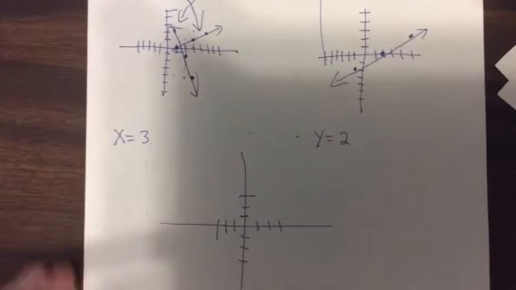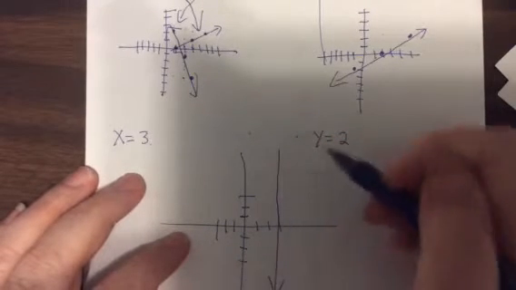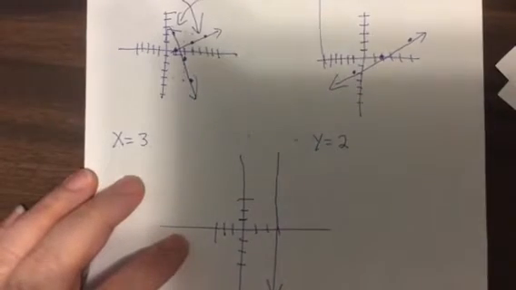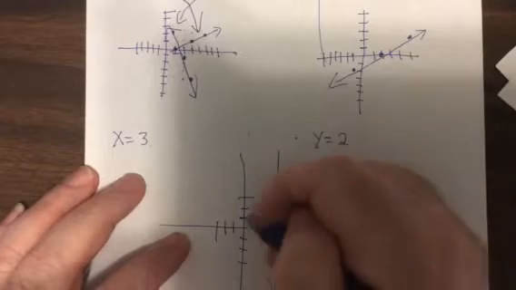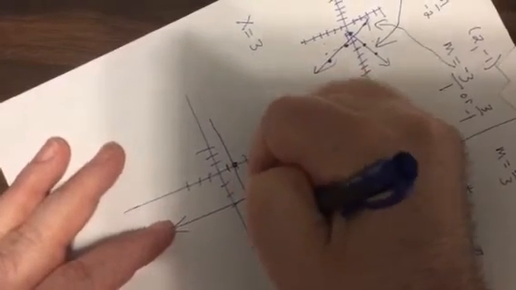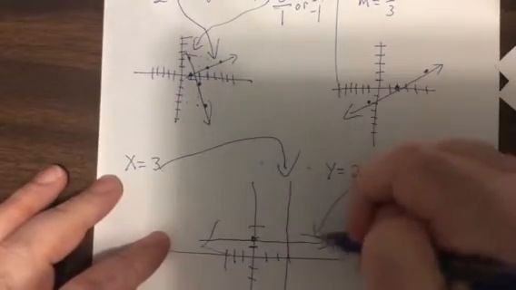Now, don't forget our two special cases. X equals a number is a vertical line whose slope is always undefined. Then y equals a number is horizontal, straight across. So y equals 2, so you go to 2, and then just straight across. So this is this one, this is that one.